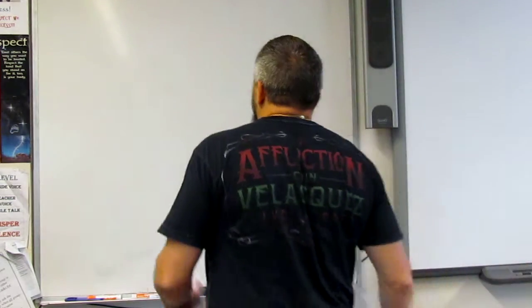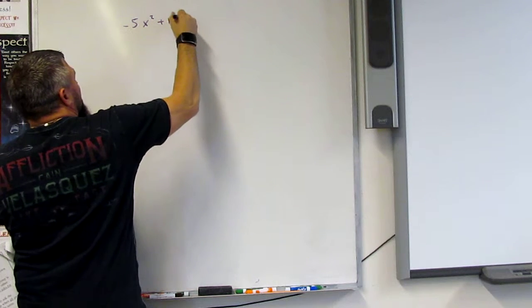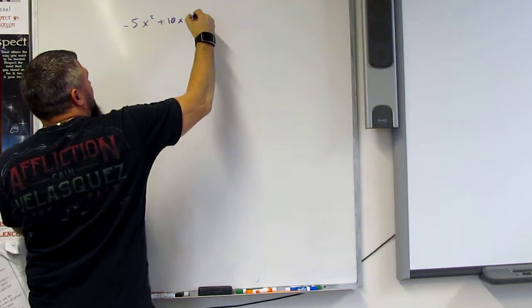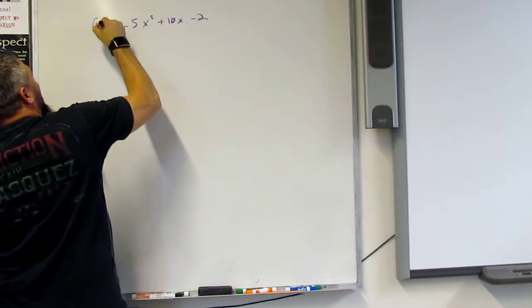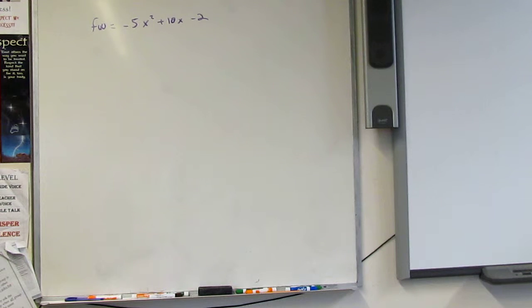All right, so graphing. I might as well just take one of these, since that's a practice test anyways, right? And graph it. So negative 5x squared plus 10x minus 2. This is f of x. Okay? And this is what I like to call my 4-step graphing. It's actually 5 steps to it, but I rarely use the 5th step.